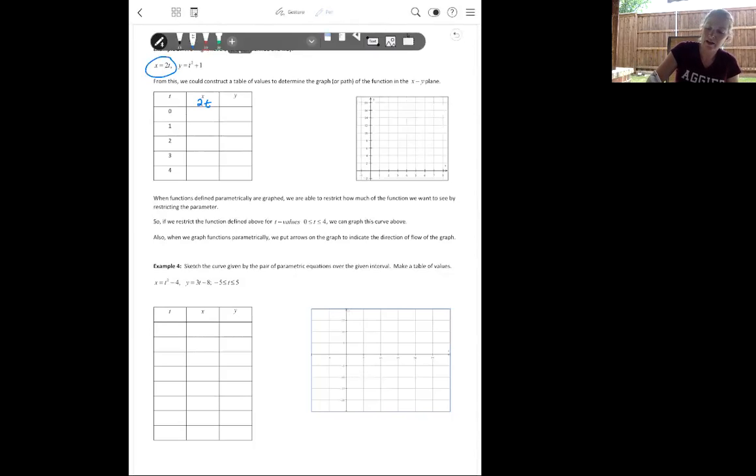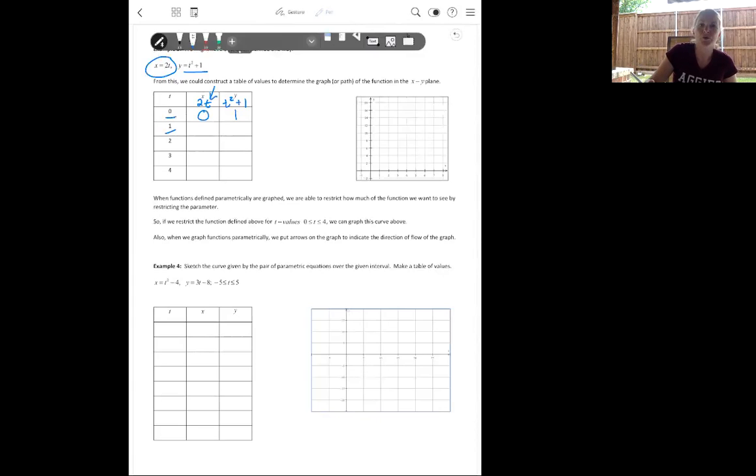Y is defined as t squared plus 1. So we start by plugging a t value of 0 in for both of those equations. If I plug 0 in for t there, then I have 2 times 0 is 0. If I plug 0 into t squared plus 1, then I have 0 squared plus 1 is 1.